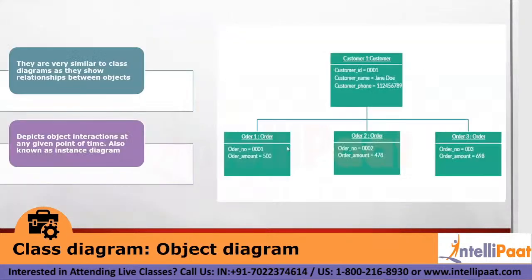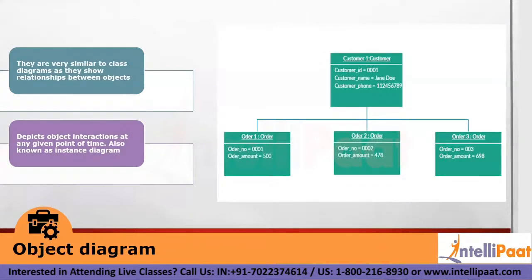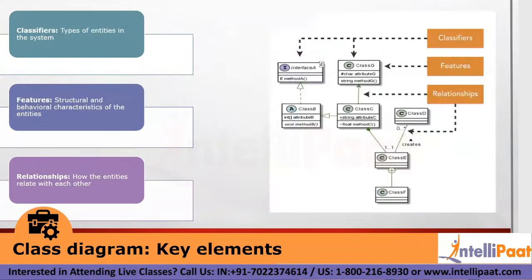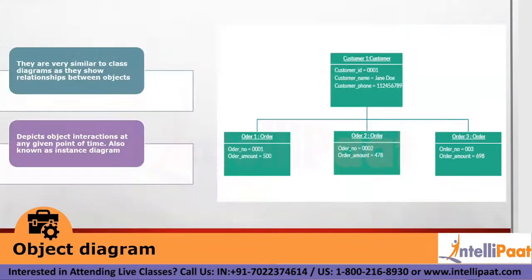Okay, so the next diagram that we are going to take a look at is known as the object diagram. Now, what is an object diagram? An object diagram is very similar to a class diagram. In fact, if you look at the class diagram that we looked at, right, an object diagram is almost the same as a class diagram. However, there are subtle differences.